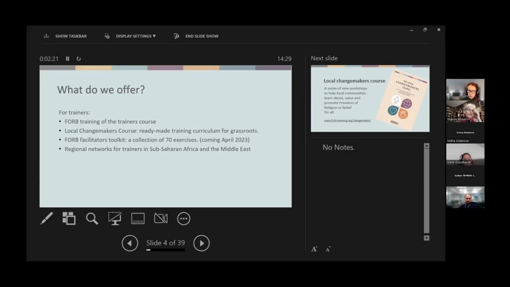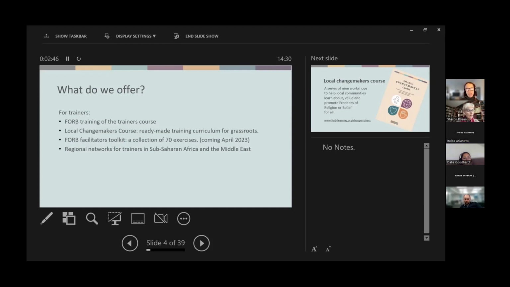And then the third one, which has not been published just yet, which I'm working hard on at the moment, is the Freedom of Religion or Belief Facilitators Toolkit, which is a collection of 70 exercises for a more varied kinds of audience, not only the grassroots level, but also decision makers, for example. That might be something that's useful for you when we publish it. So keep an eye out for that launch event.